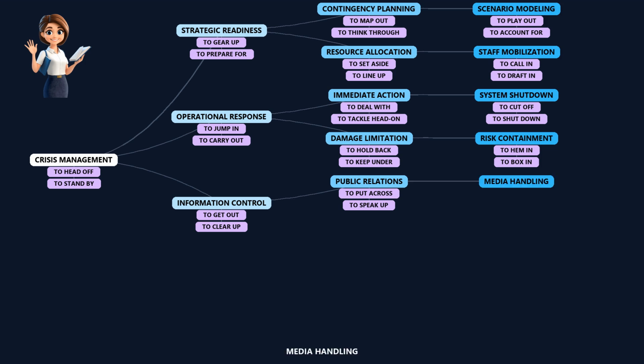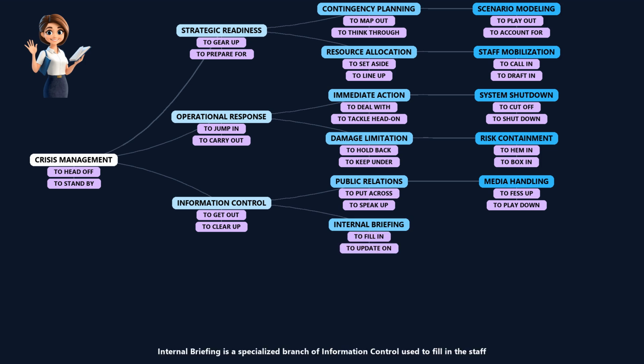Media handling. Through careful media handling, public relations allows us to fess up to our mistakes or play down the panic. Simply put, we are admitting if we were wrong or trying to keep everyone calm. Internal briefing. Internal briefing is a specialized branch of information control used to fill in the staff and update on the latest safety rules. Essentially, we are giving the workers the facts so they stay informed.